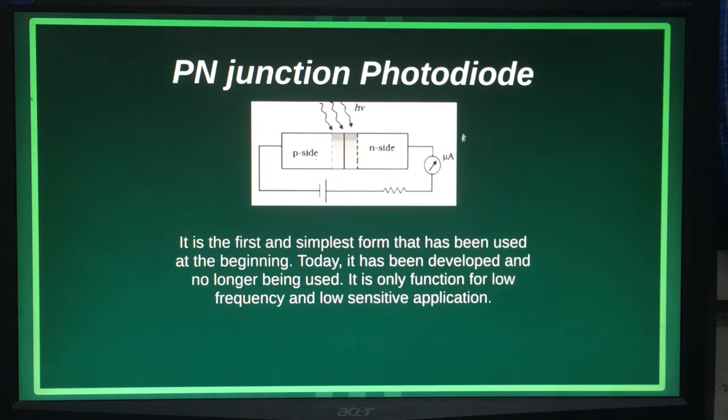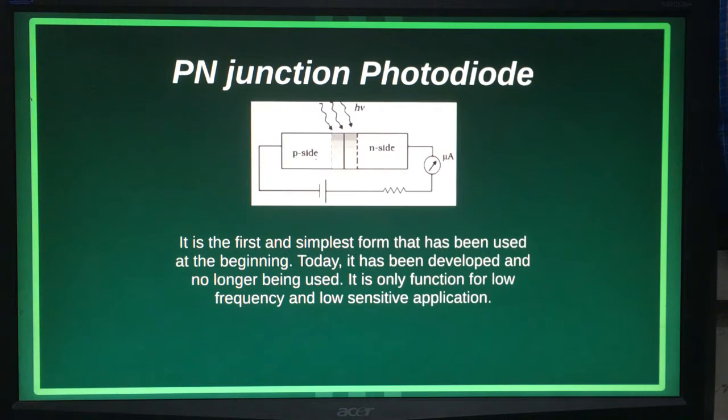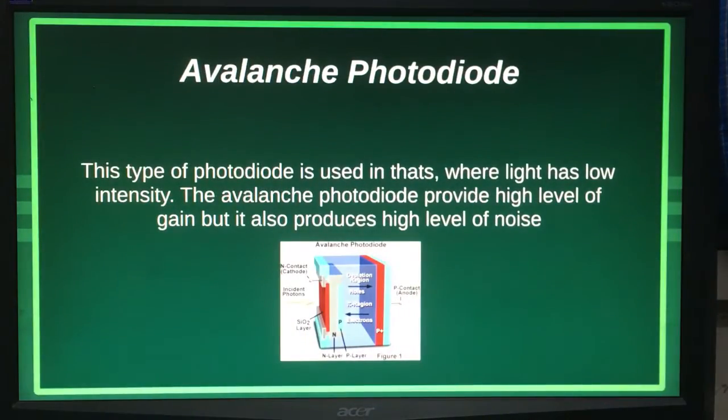This is the simplest form that has been used from the beginning, but today the PN junction photodiode has been developed further and this kind is no longer widely used; it only functions for low frequency and low sensitivity applications. Moving to the next, the avalanche photodiode is used where light has low intensity. The avalanche photodiode provides a high level of gain, but it also produces a high level of noise. Here is a diagram of the avalanche photodiode.